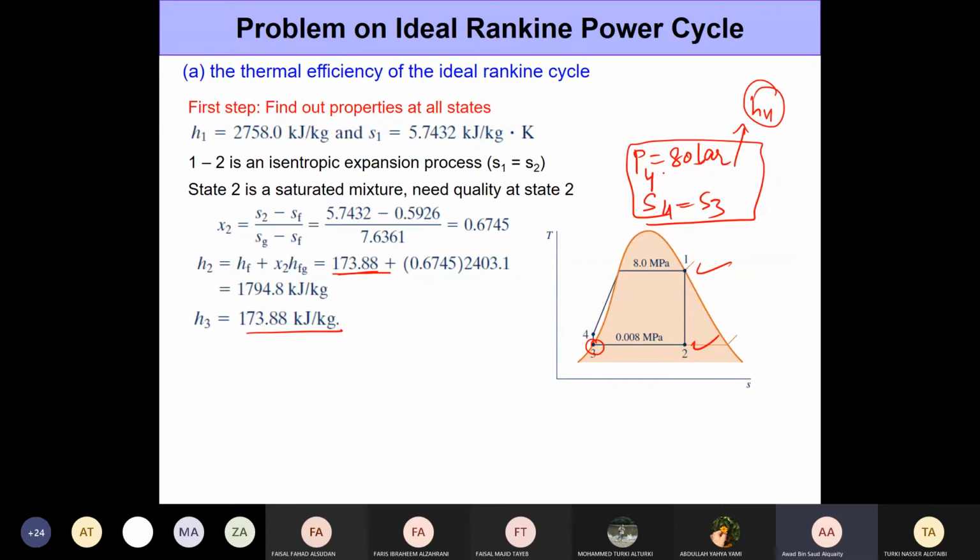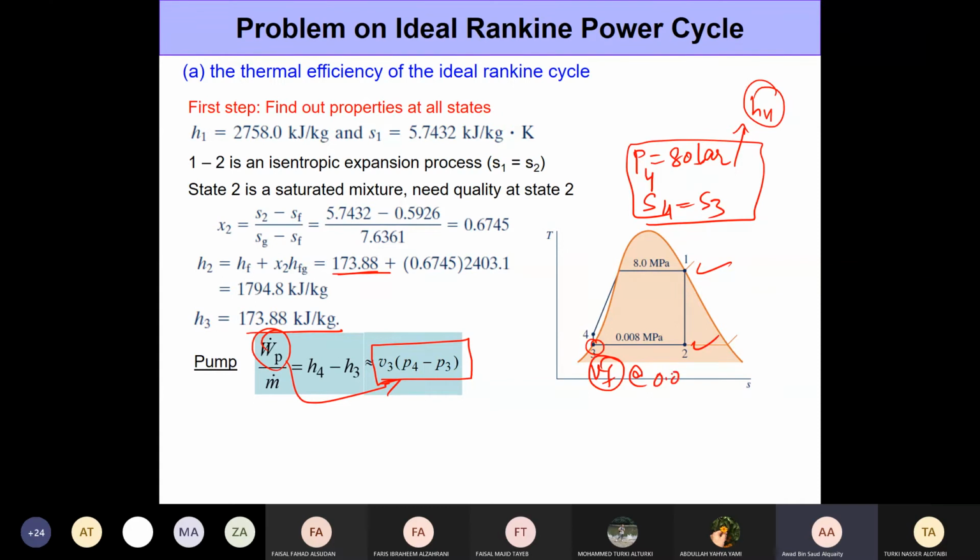But in most cases we don't have that luxury. Okay, the interpolations require quite a lot, and to avoid all the process, what we generally do is make use of this reversible work input formula for an open system. Okay, so the work input for a pump is simply equal to the specific volume, which for state 3 is simply Vf at this pressure at 0.08 bar, times (P4 minus P3).